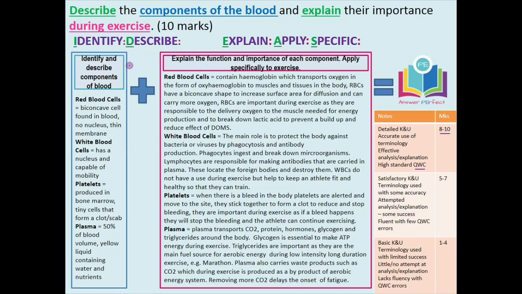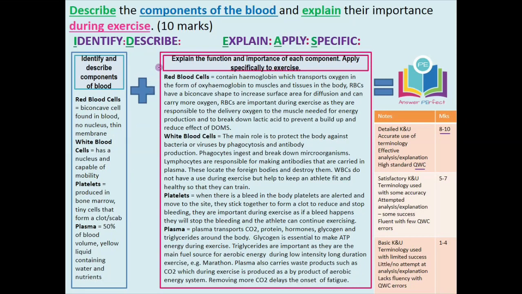Looking at the blue box then, it says identify and describe the components of the blood, and we know there's 4 parts, so let's quickly describe them. Red blood cells: a biconcave shaped cell found in the blood, has no nucleus and a thin membrane. White blood cells: has a nucleus and is capable of mobility. Platelets: produced in the bone marrow, and they're tiny cells that form a clot or a scab. Plasma is 50% of blood volume. It's a yellowy liquid containing water and nutrients.